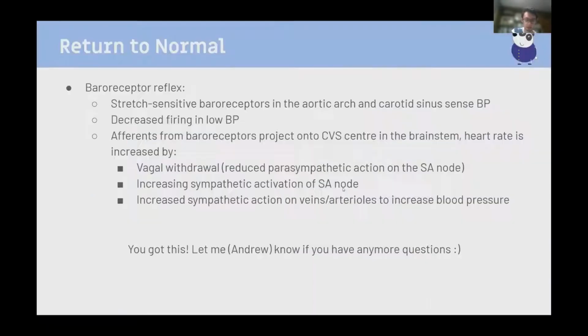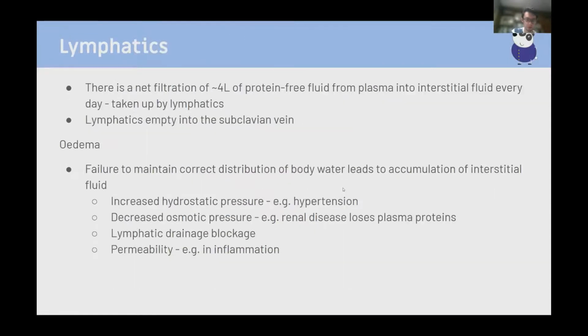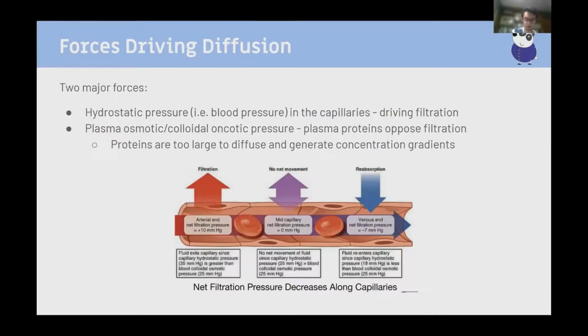I'll just highlight a couple of things Andrew's mentioned that are quite important but aren't really explicitly said. Last year, a third year told us we were supposed to know what this was. So I'll just mention it to you.